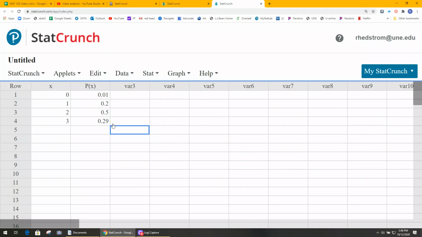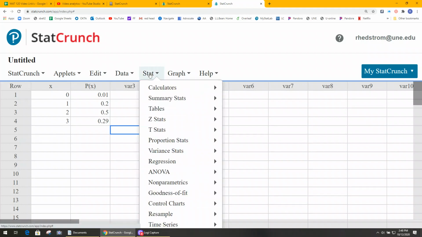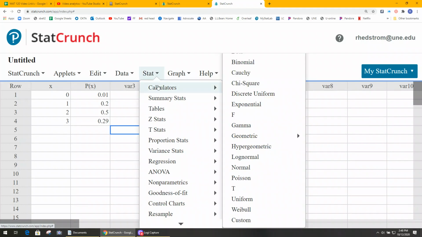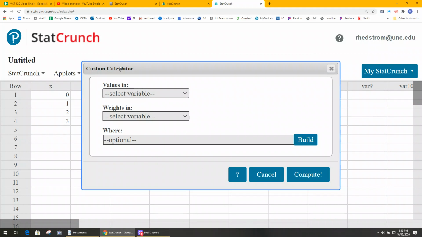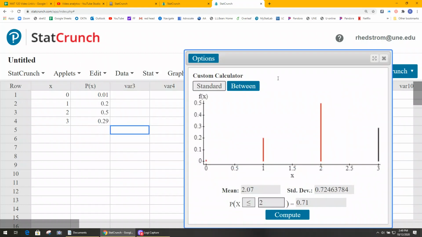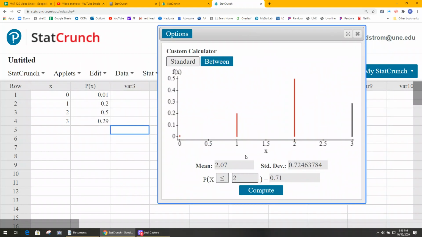To find the mean and the standard deviation, it's a little bit weird, but you go to Stat, and then you go to Calculators, and you go all the way down to Custom. You're going to select your values as your random variable x, and then the weights are going to be p of x. And we're going to click Compute, and here we go. You have your mean and your standard deviation.